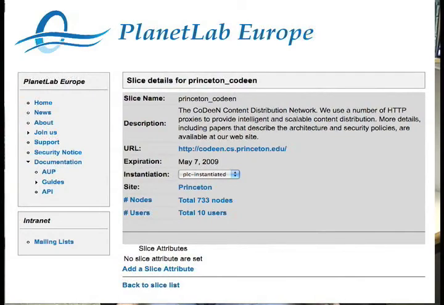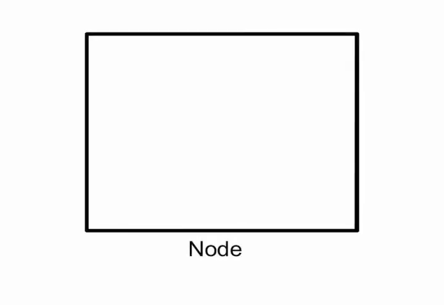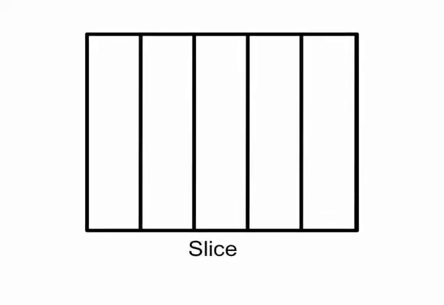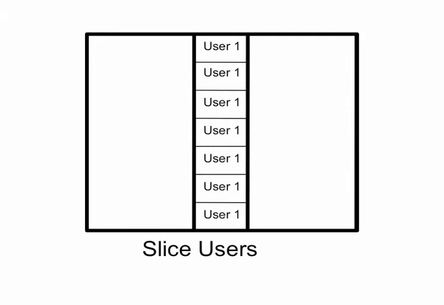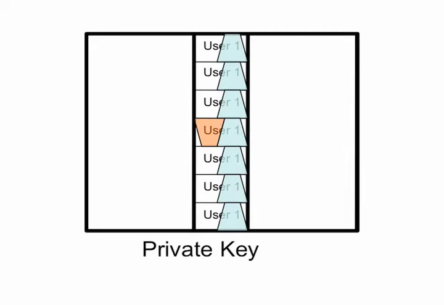PlanetLab uses SSH keys to allow different people to access a shared account. For example, there may be 10 researchers registered on a given slice. On each node where the slice exists, there's an account with that slice name. On that account is a list of public SSH keys for the authorized users of that slice. If your private key matches one of those public keys, you're going to be allowed to log in. If you're not on that list, you're not going to be able to get in.